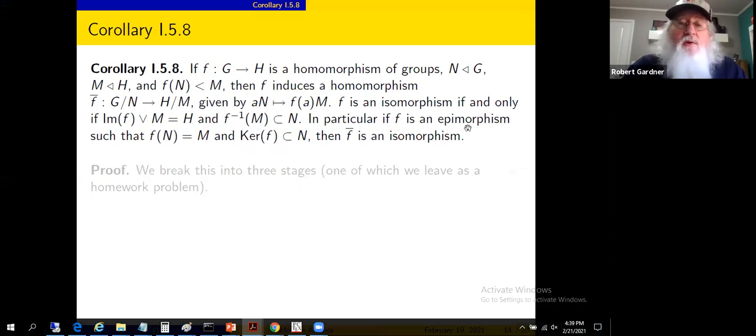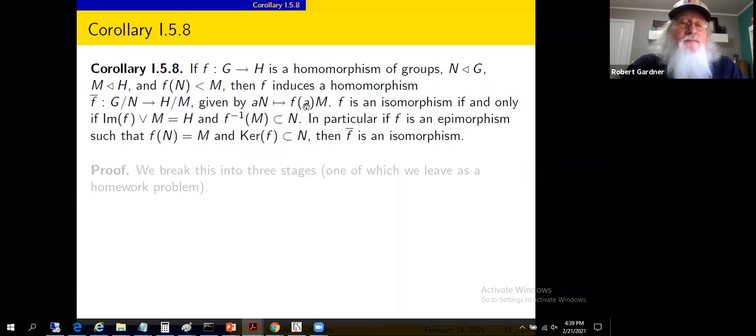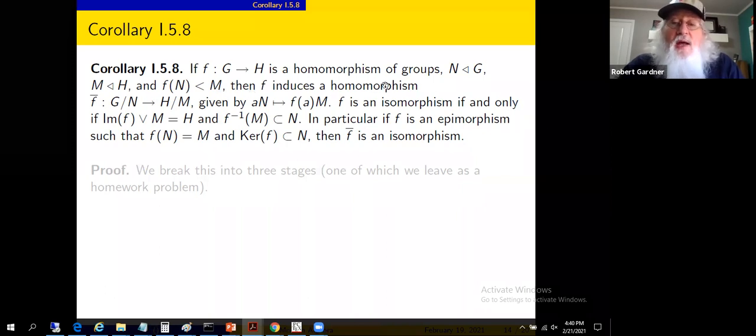Okay, claim here is if F maps G into H is a group homomorphism, N is a normal subgroup of G, M is a normal subgroup of H, and F of N is a subgroup of M, then F induces a homomorphism, F bar, mapping the quotient group G mod N into the quotient group H mod M, given by, let's see, elements of G mod N would be, say, left cosets of N in G, and they're mapped to, say, left cosets of M in H.